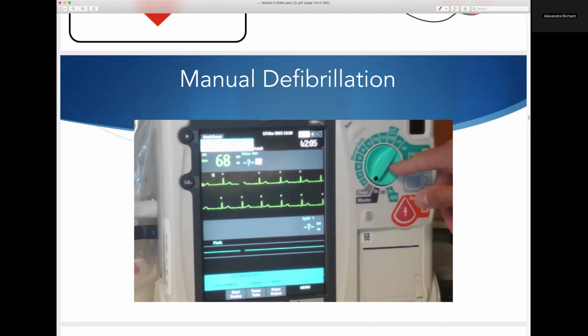Also, here is a timer. From when you turn it on, the timer starts. So that helps you because when you're running a code, someone has to be the recorder, okay? And here you have the heart rate, and here you have the pulse ox, okay? If they are connected to the pulse ox.